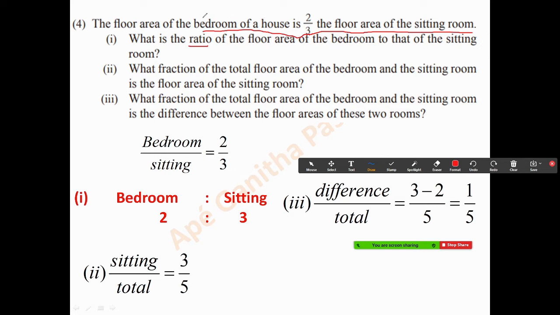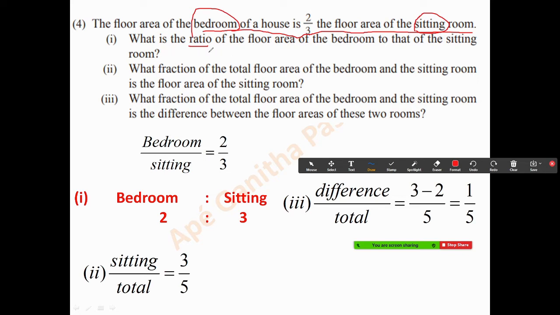Bedroom to sitting room. So bedroom over sitting room. The fraction is 2 over 3. That is given for us. Write that as a ratio.